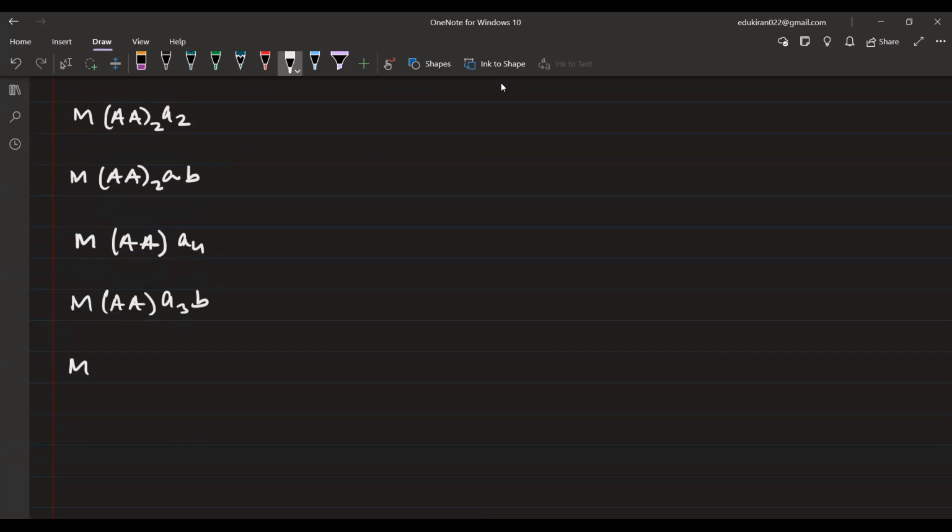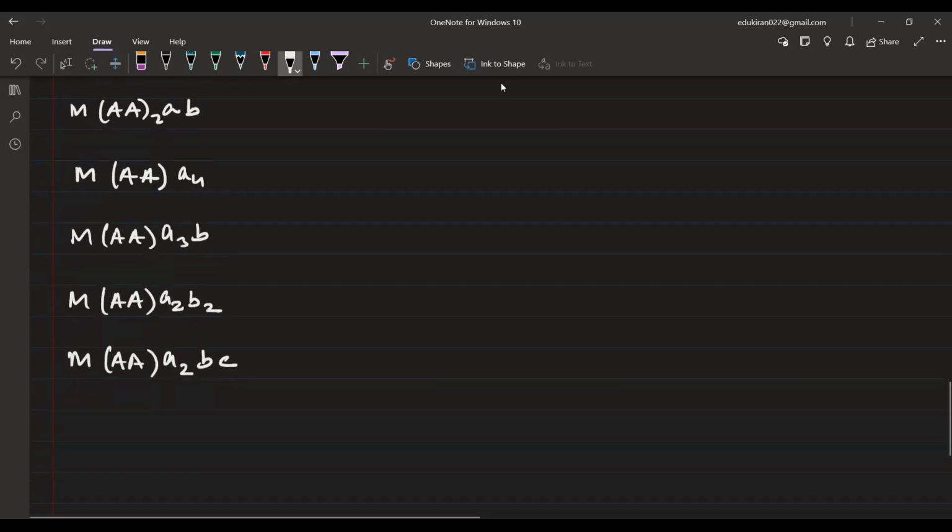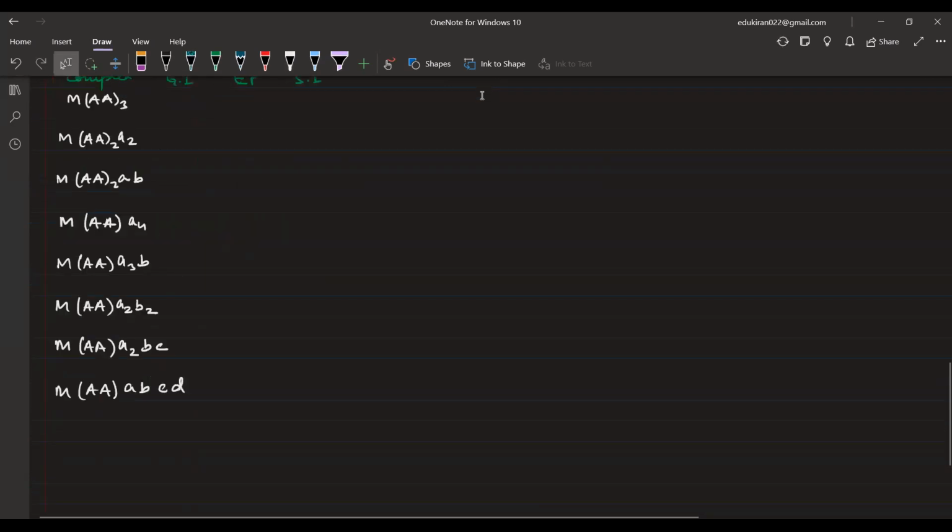Then you can have M(AA), you will have A2. Now this will not be BC, rather it will be first of all B2. Then you can have M(AA), you'll have A2 and then BC. Now the cases of A2 are also over. Now you have to do the last case, M(AA), A, B, C, D. So these are all the cases for a bidentate ligand in the octahedral complexes.